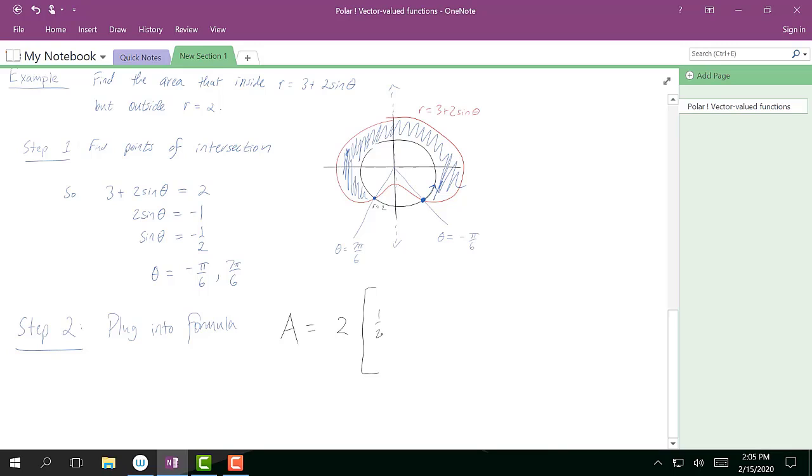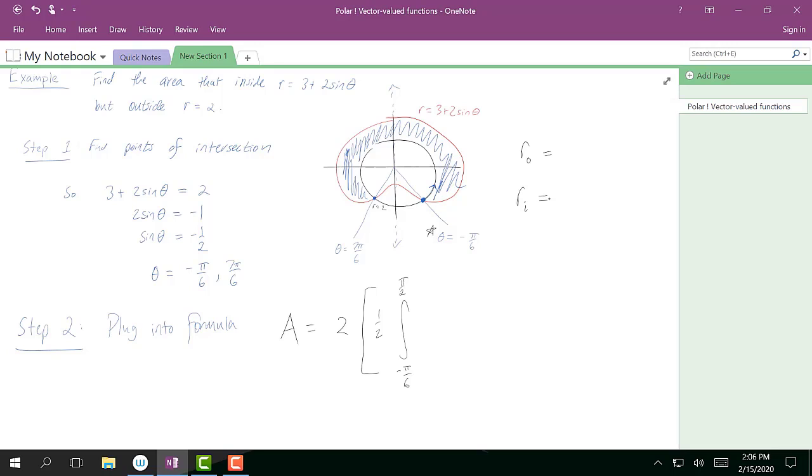So I'm going to get 1/2 integral. Of course, we're starting right here, negative pi over 6. But since we have symmetry along the vertical line that is the y-axis, that's going to correspond to the angle pi over 2. So we're going to go all the way up to pi over 2. And then we have to think of what our outside function is and our inside function, because that's going to determine what we're going to get for our answer.